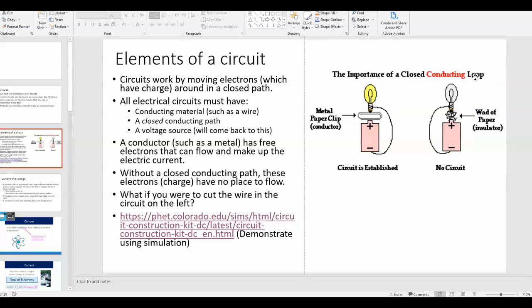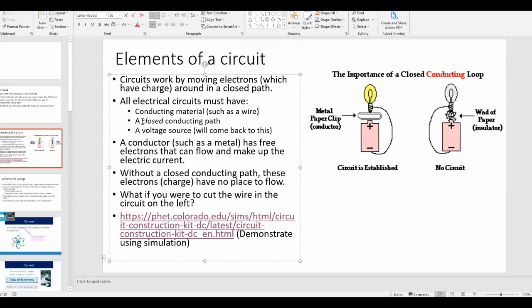Okay, so a circuit basically works by moving electrons around a closed path. Okay, and so all circuits have to have a certain number of elements. Okay, so number one, you have to have conducting material. By conducting material, I mean typically a metal is what you think of when you think of a conductor, as opposed to something insulating like rubber or glass or plastic. So you need some type of conducting material, something made of metal usually.